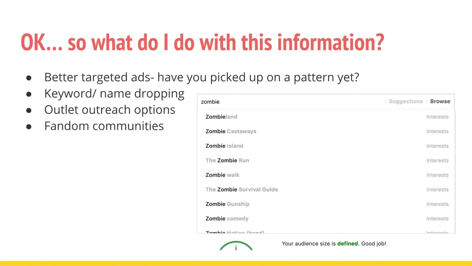So if you had, for instance, a zombie rom-com web series you were trying to buy targeted ads for, you might also want to target specifically people who are already fans of more popular zombie media, who will probably have a more positive outlook on other zombie media. So Zombieland, Zombie Run, zombie comedy, zombie castaway, all of these things are based on what your audience already likes and you can target them specifically.